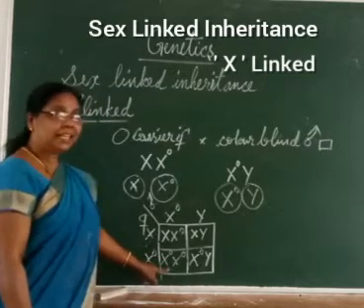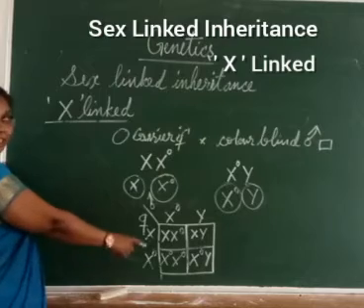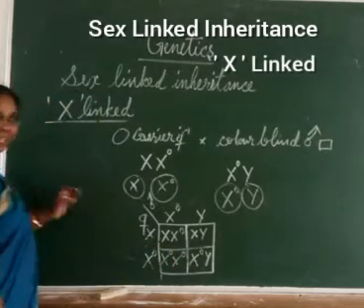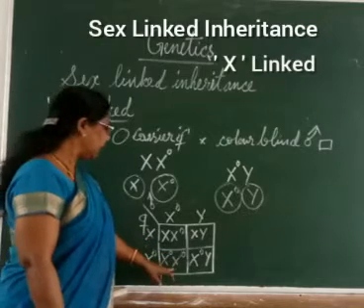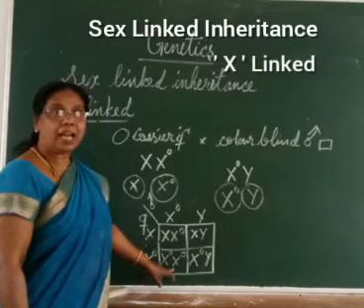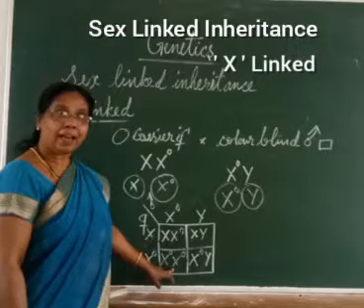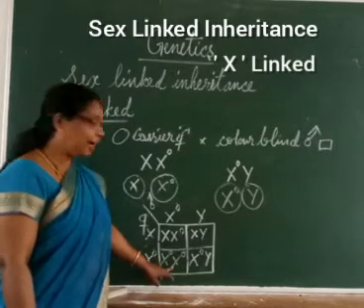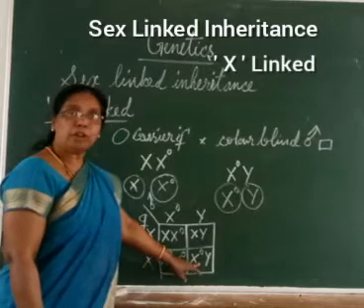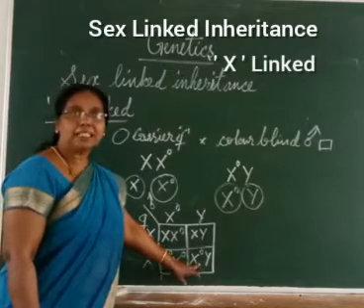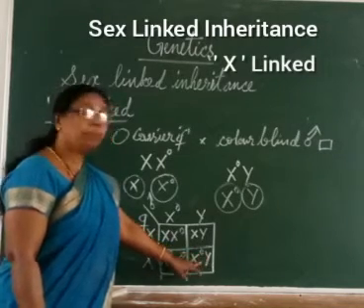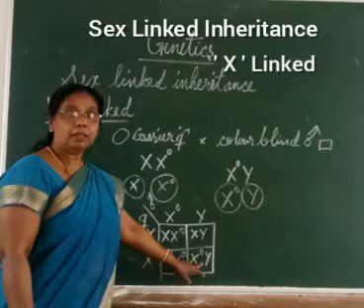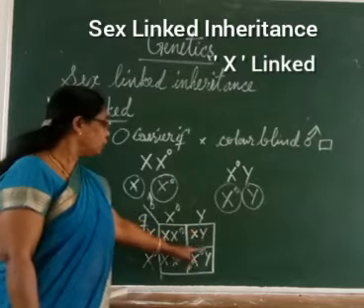Go to the third case, you can see this is the first time you are getting such a child. So X0, this is a rare case. This is a female child. She is a colorblind one. The third one, she is a colorblind one. And go to the fourth one. This is a male child and he is also a colorblind one. Understood? There one son is born.